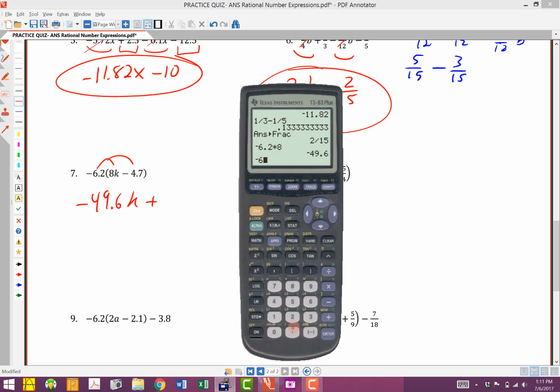So I'll do negative 6.2 times negative 4.7. This is about 5, that's about 6, so we're expecting something somewhere around 30, negative 29.14.